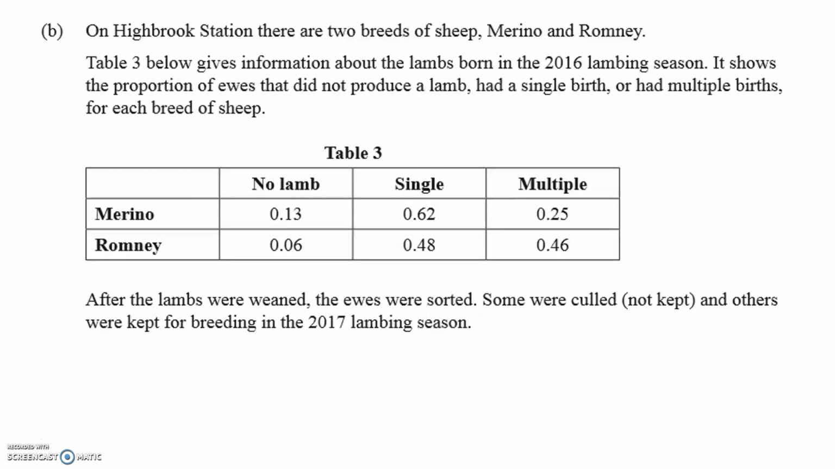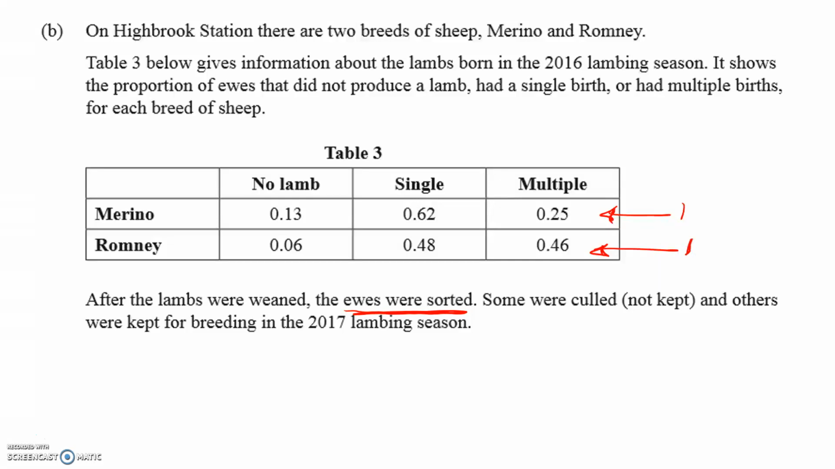Okay, so this is looking at a specific sheep station called Highbrook, and there are two kinds of sheep. There's merino sheep and Romney sheep. And the table gives us the proportions of each type that end up having one lamb, a single, or a multiple. Okay, so it's not focused on whether those lambs survived. It's just focused on whether the sheep had 0, 1, or 2 babies. And then what happens after the lambs are weaned, then they sort out the ewes and they send some to the freezing works and others get kept for breeding the following year. Right, so you'll notice that those numbers add up to 1 and those numbers add up to 1.